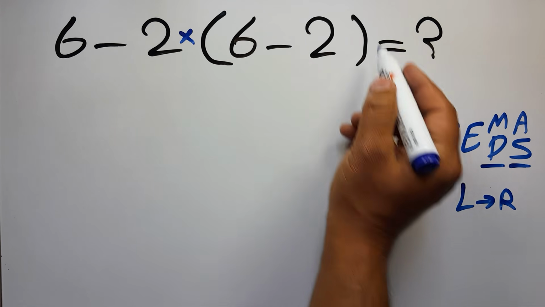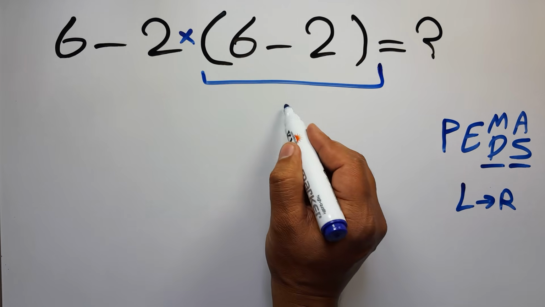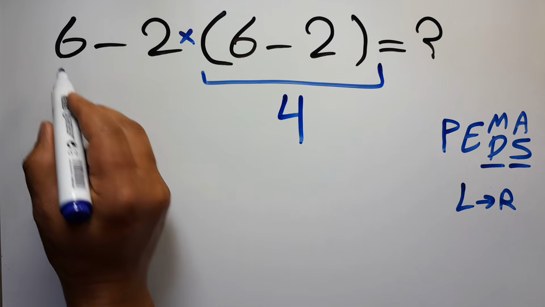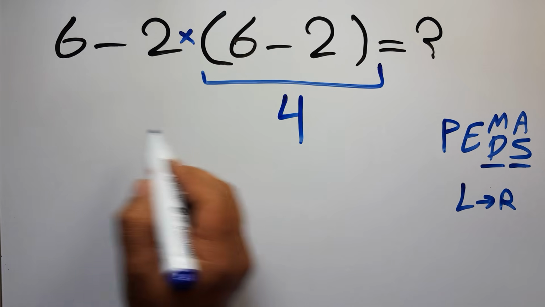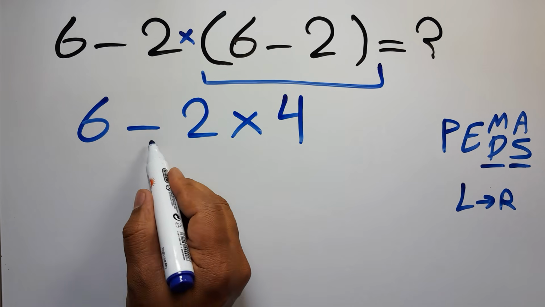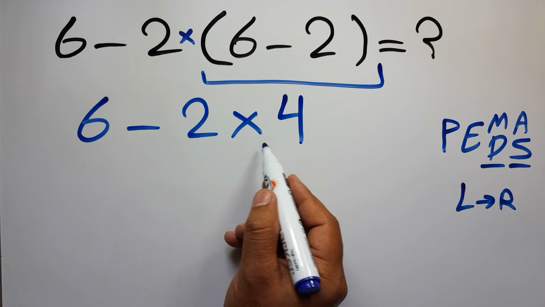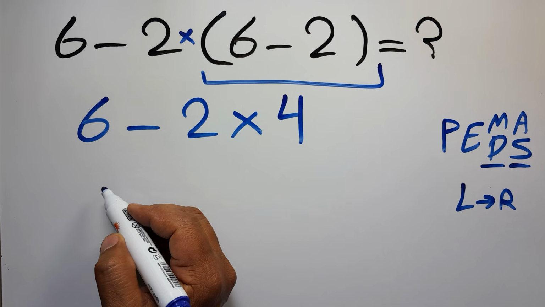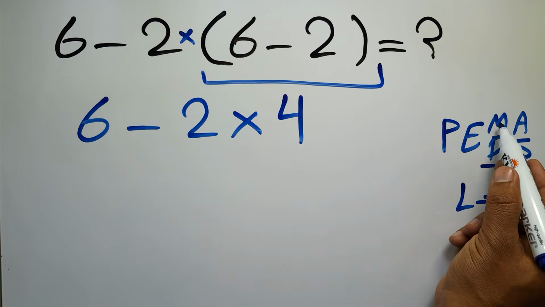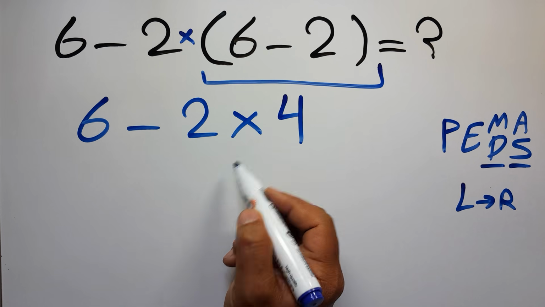So first we have to do this parentheses. Inside this parentheses, we have 6 minus 2, which equals 4. So we have 6 minus 2 times 4. Now we have one subtraction and one multiplication. According to PEMDAS, multiplication has higher priority than subtraction because multiplication comes before subtraction. So here first we have to do this multiplication.